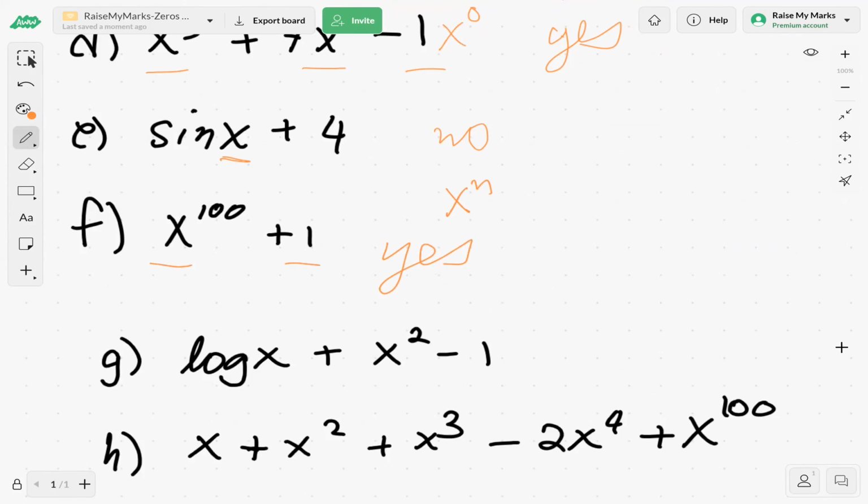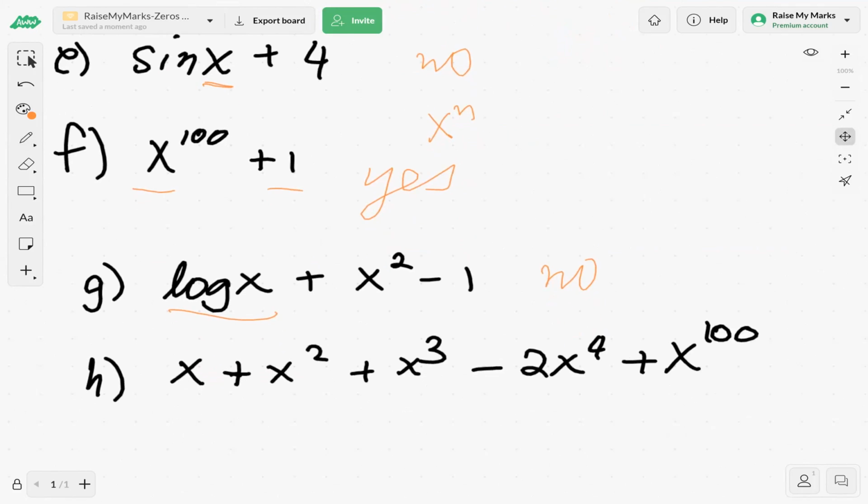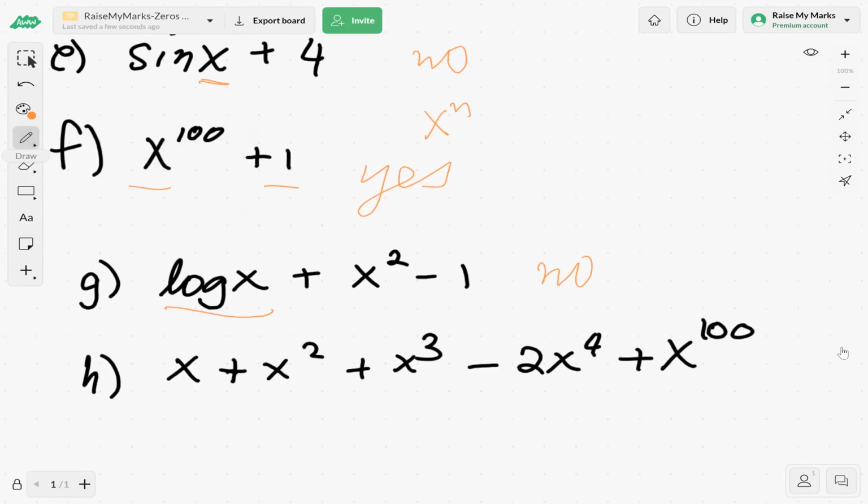All right, G. So our function is log x plus x squared minus 1. Well, log x is not a polynomial, so no, the entire function is not a polynomial. And finally, H. We have x plus x squared plus x cubed minus 4x to the power 4 plus x to the 100. Each term is of the form x raised to a number. So yes, we have a polynomial.